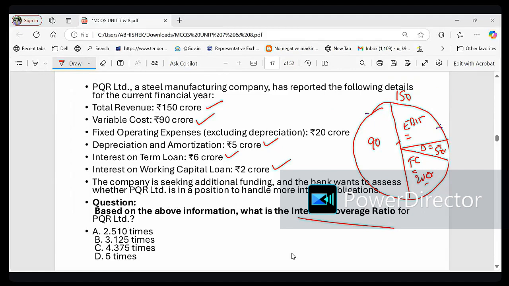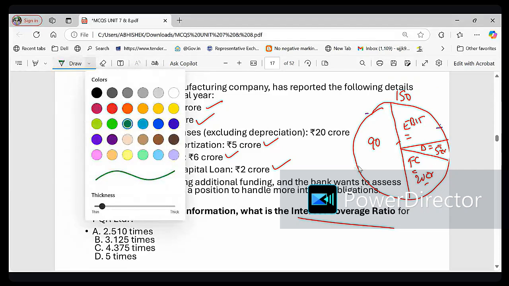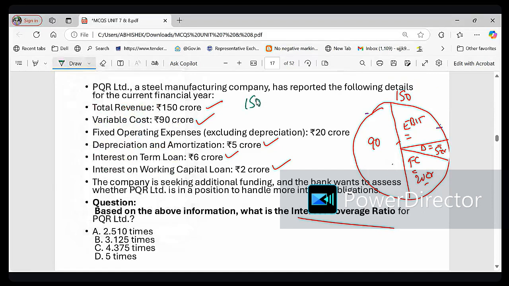See, it is very simple to calculate this EBIT. Let me explain how to do that. 150 minus 90 will become 60. Further subtract 20, further subtract 5. So this will be how much? Is it clear or not? This pie chart example is the best way to calculate EBIT. So 150 minus 90 minus 20 minus 5, how much will you get? You will get 35 crore. Is it clear or not? So the EBIT you get is 35 crore, right? And so this is your EBIT.